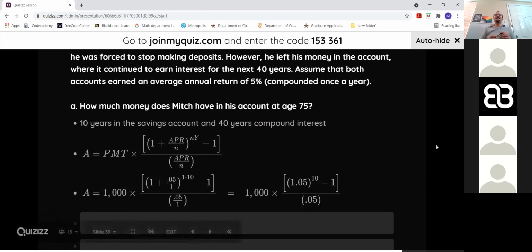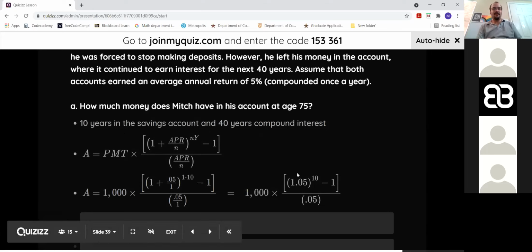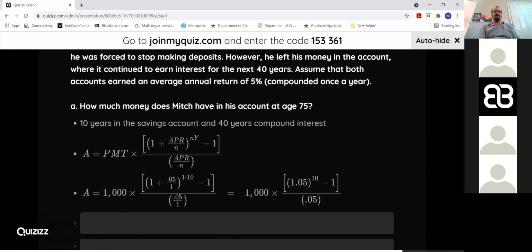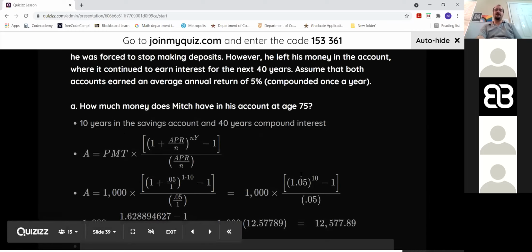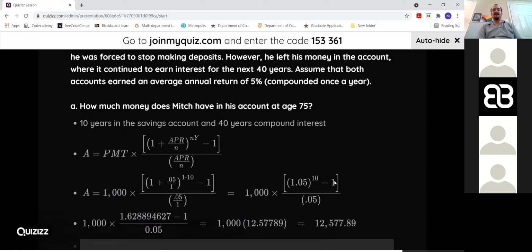So if we want to do a savings account, we're going to do a savings account for 10 years. This simplifies really quick. This is just 0.05. This is 1.05 to the 10th minus 1, divided by 0.05. Then we have to multiply by 1,000. So I do 1.05 to the 10th, then subtract 1 and divide by 0.05, which gives me this crazy 12 number. So if you got 12,577.89, you did half of it.